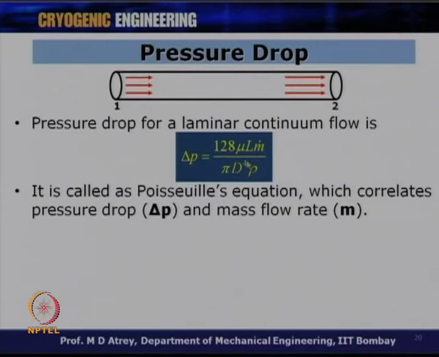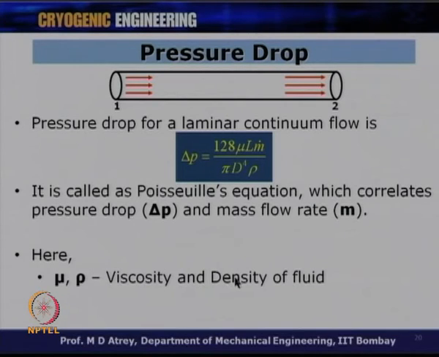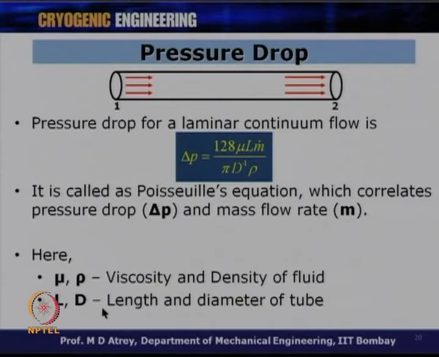Delta P is dependent on d to the power 4, which is a very important parameter. So, in continuum flow, we can see that delta P is inversely proportional to the 4th power of d. Please note that. Here mu and rho are the viscosity and density of the fluid, while L and d are the length and the diameter of the tube. Delta P is directly proportional to the length and inversely proportional to the 4th power of d, as far as we are talking about laminar continuum flow.